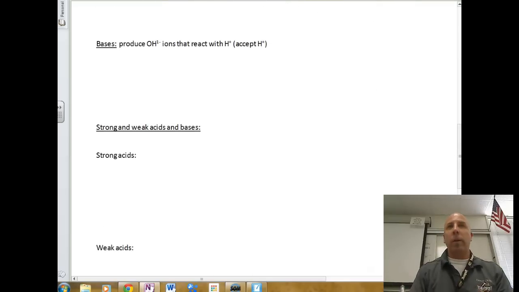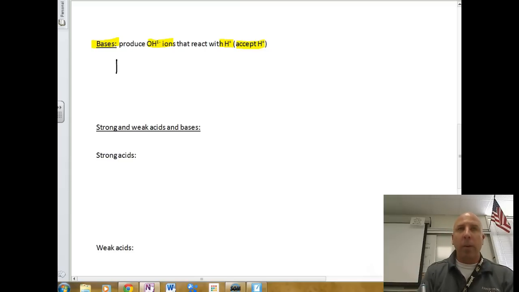Another definition that we're going to modify as we go through here, but we'll start off with a simple definition of a base. It's a compound that produces hydroxide ions that can react with hydrogen ions. We also say that they can accept a hydrogen ion. And so let's give you an example of a base. So sodium hydroxide, we see that hydroxide on there, hydroxide ions.